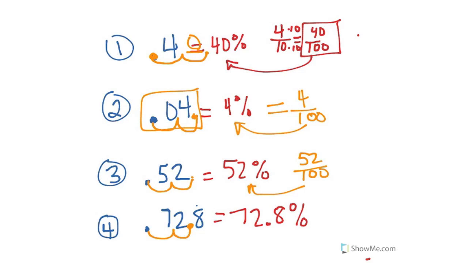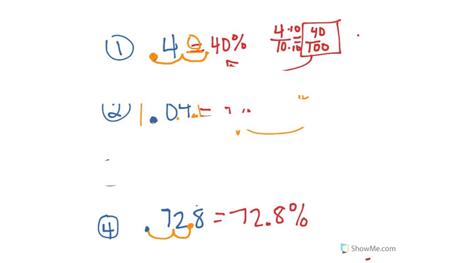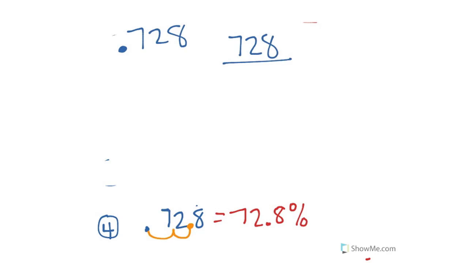Now, guys, I'm going to erase some of this stuff because I need space, just so you can see it. Alright, so the original number looked like this, 728 thousandths. So that means 728 out of 1,000. A percent is out of 100. So I'm going to divide. 1,000 divided by 10 is 100. 728 divided by 10, well, let's do it.